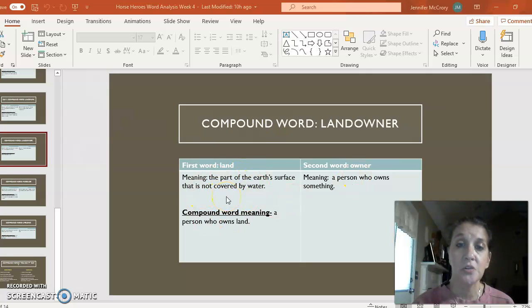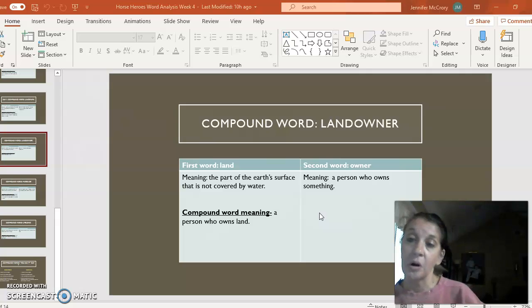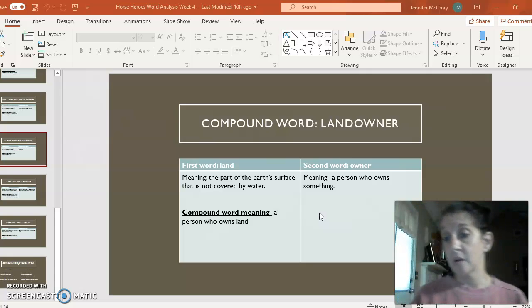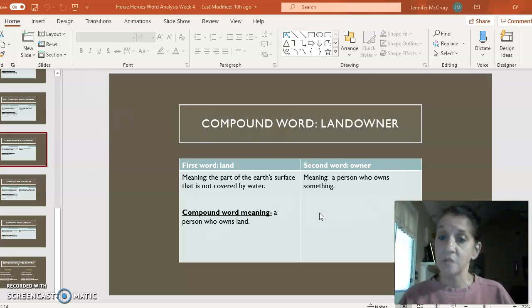Let's start, that's part 2. Part of the Earth's surface that is not covered by water. That definition sounds pretty familiar. And owner, a person who owns something. Well, guess what? I'm sure you're an owner. You're an owner of your PlayStation, Xbox, pens, pencils.